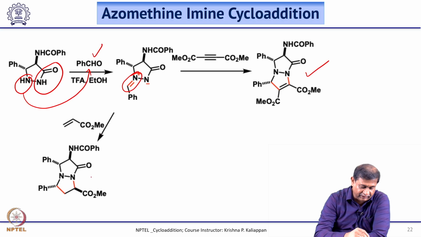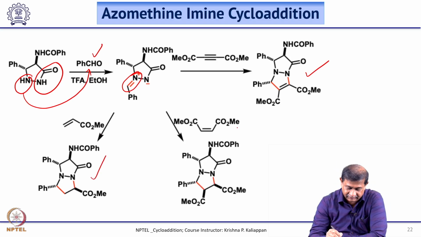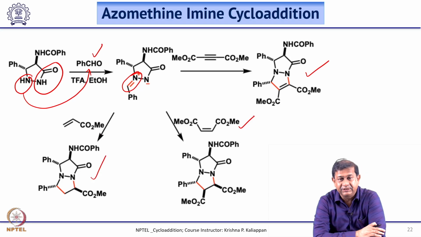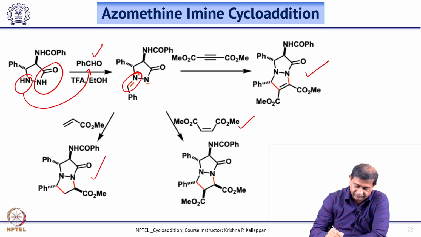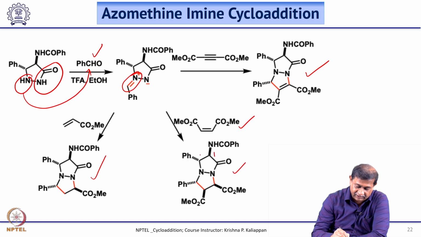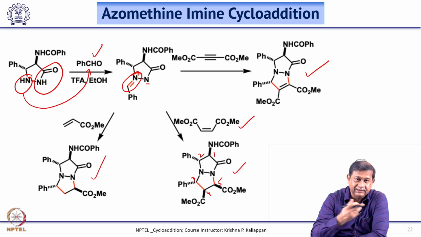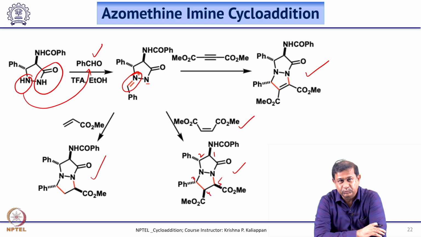reacts with methyl acrylate to give this bicyclic compound, and in this case it reacts with dimethyl maleate to give this bicyclic compound. So in this case, if you see, there are 5 chiral centers, okay, and these 5 chiral centers are fixed by the existing 2 chiral centers.